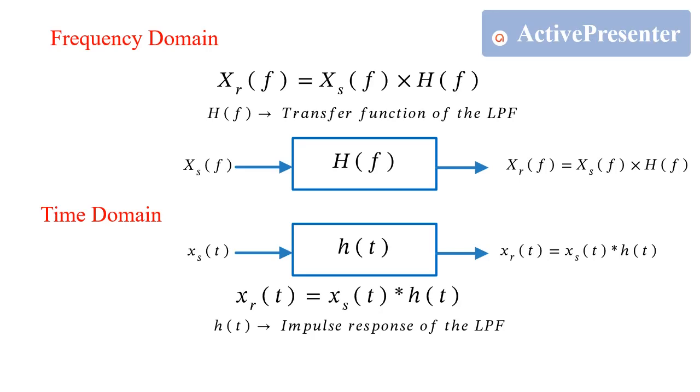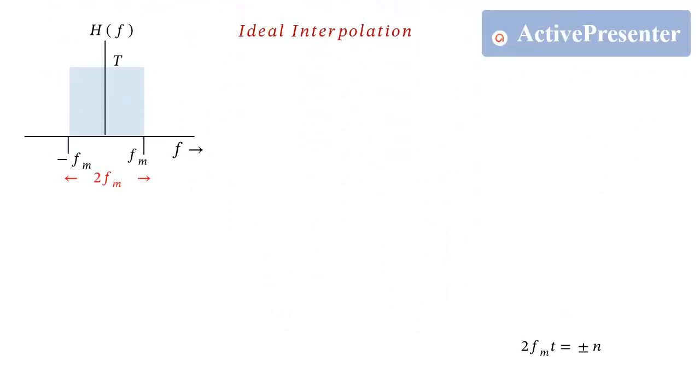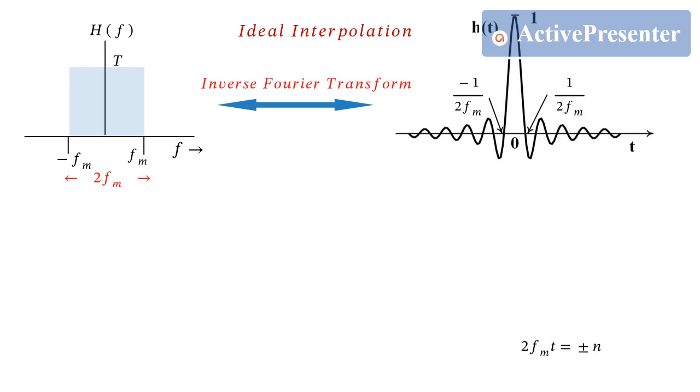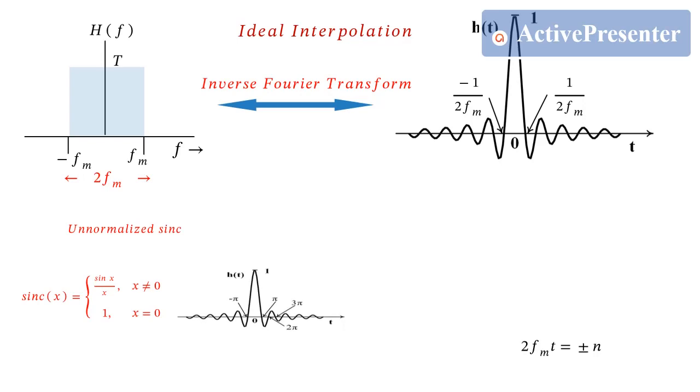So, given the transfer function H(f), its impulse response h(t) can be calculated by taking its inverse Fourier transform. That is, we have to calculate the inverse Fourier transform of the low pass filter, which as discussed is the gate pulse of width twice Fm and height T. We know that the inverse Fourier transform of a gate pulse is a sinc pulse. There are actually two ways we can define the sinc function. First one is the unnormalized sinc function defined as sin x over x, and the second is the normalized sinc function defined as sin pi x over pi x.